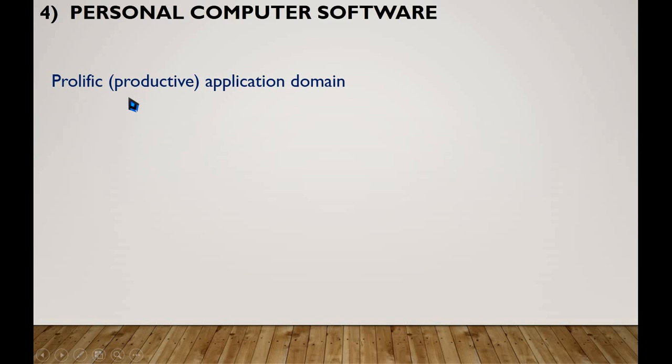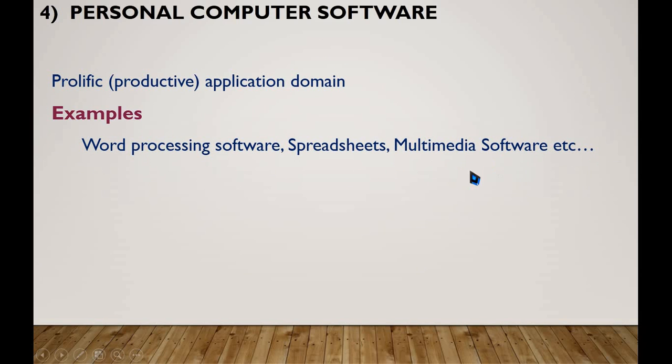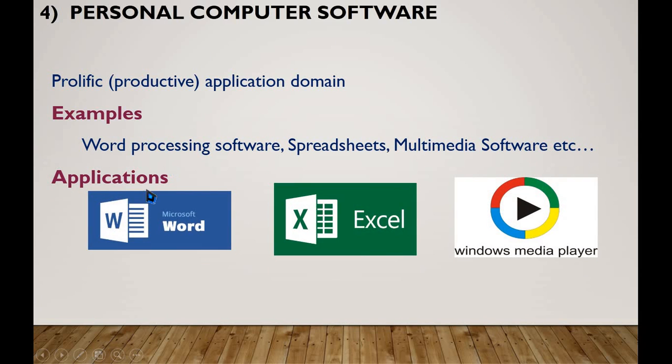Next is personal computer software, which we use on our personal computer. Which are they? Word processing software, spreadsheets, multimedia software, all are personal computer software. We all use Microsoft Word, Microsoft Excel, Windows Media Player, VLC Player. So those are all personal computer software.